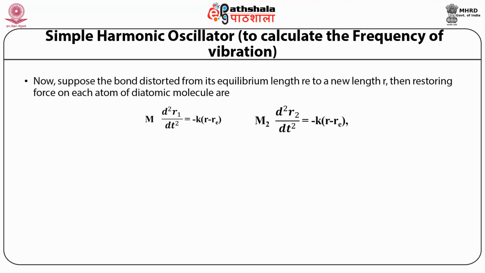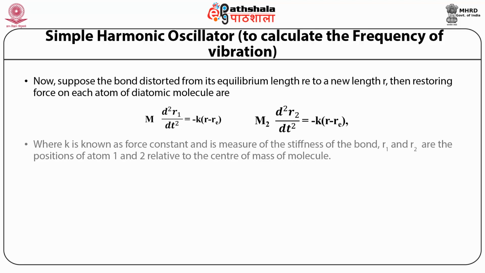Now suppose the bond is distorted from its equilibrium length Re to a new length R. Then the restoring force on each atom of the diatomic molecule is m1 d2r1/dt2 = -k(r - Re), and m2 d2r2/dt2 = -k(r - Re), where k is known as the force constant and is a measure of the stiffness of the bond.